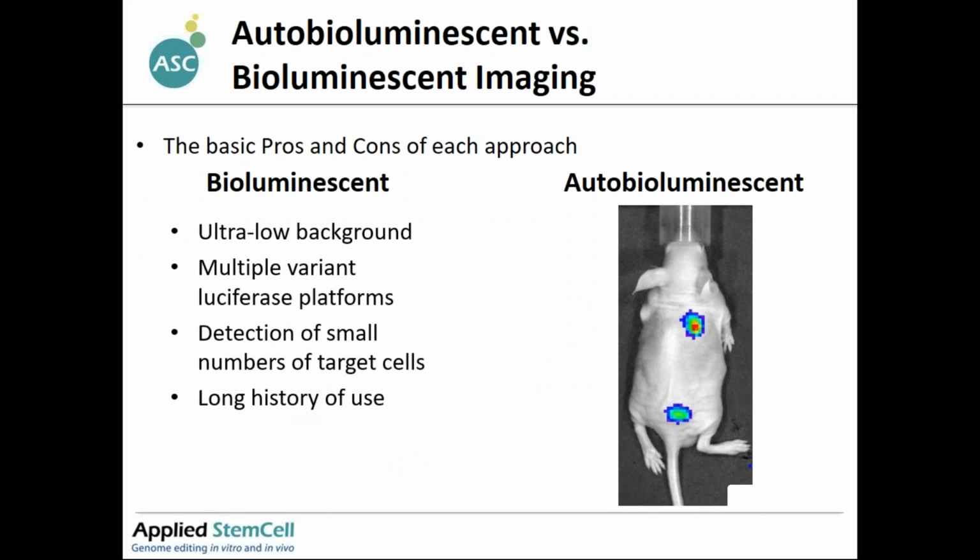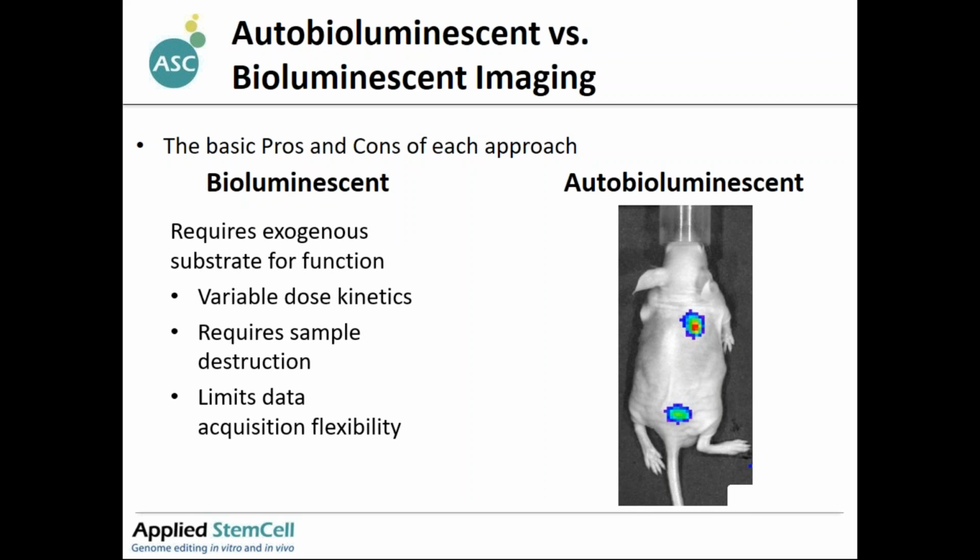Traditional bioluminescent imaging has several advantages, such as ultra-low background in cells and animal tissues. There's a variety of multiple luciferase platforms that you can choose from, and there's a pretty good signal intensity, so you can detect a very small amount of target cells.